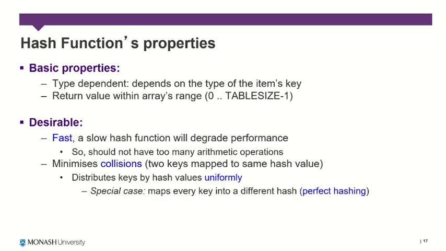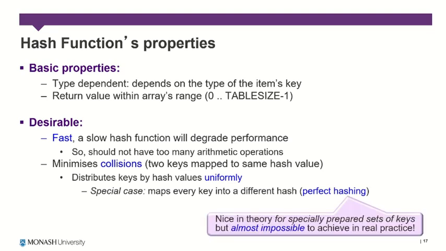In a special case, the theoretical or the ideal would be that every key maps to a unique position. This is known as perfect hashing. Whilst this is good in theory for specialized, prepared sets of keys, it's nearly impossible to achieve in real practice. So we'll see later on that it's a good theoretical aim, but we'll find that we just try and create a universal hash, which means that as much as possible we avoid collisions or minimize the chance of collisions.